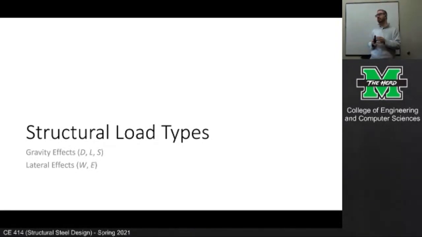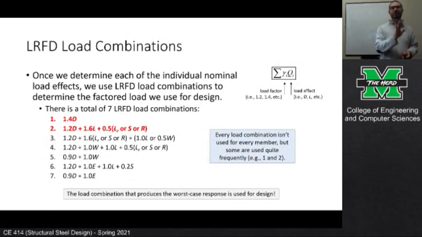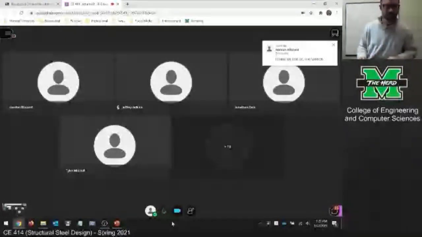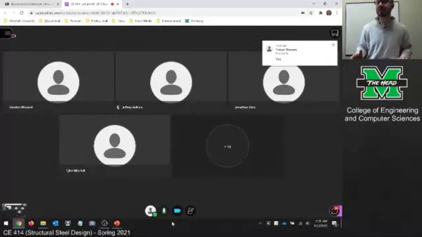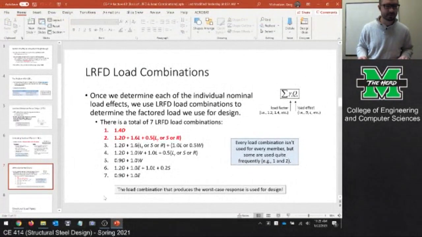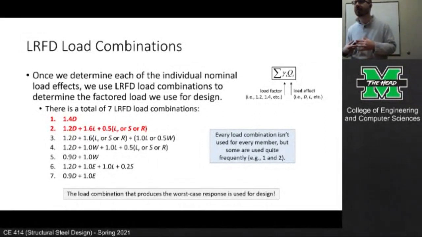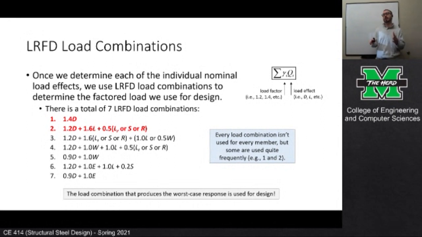All right, let's talk about the structural load types. As I was saying, there are some loads that you're not going to see reflected.